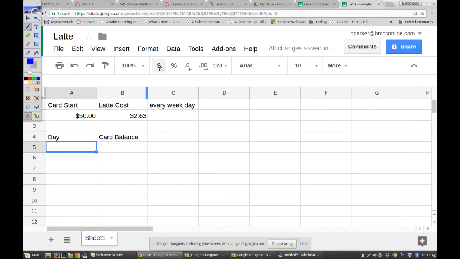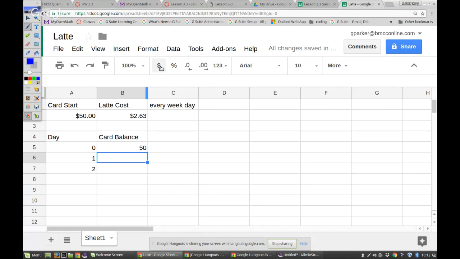So I'm going to start off with a day 0 when we put the $50 on the card. And I'll set the spreadsheet up in 2 different ways. So there's going to be a day 1 and a day 2 and so on. How do I figure out what the next balance is going to be? What are they going to do to my card each time I go in? They're going to reduce it by 263, right?